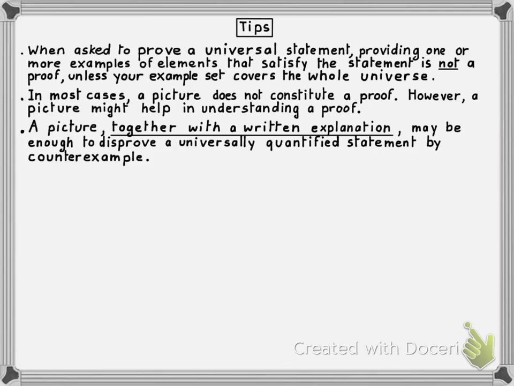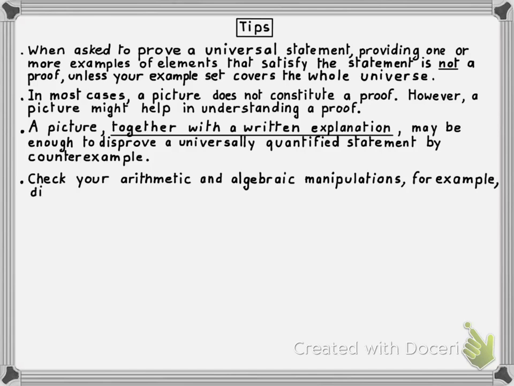My next piece of advice might seem trivial, but it's actually very helpful, trust me, in saving you a lot of points. Of course, you should always double-check your work, and in particular, you should always check your arithmetic and algebraic manipulations. For example, when you divide by a number, especially if it's a variable, make sure that that variable can never take on the value 0, since you're not allowed to divide by 0.